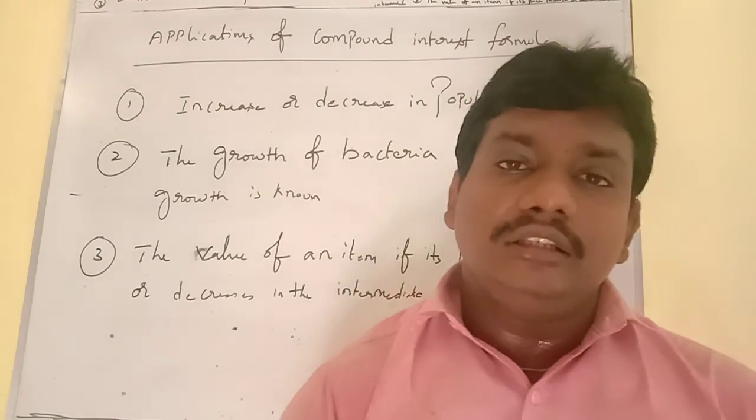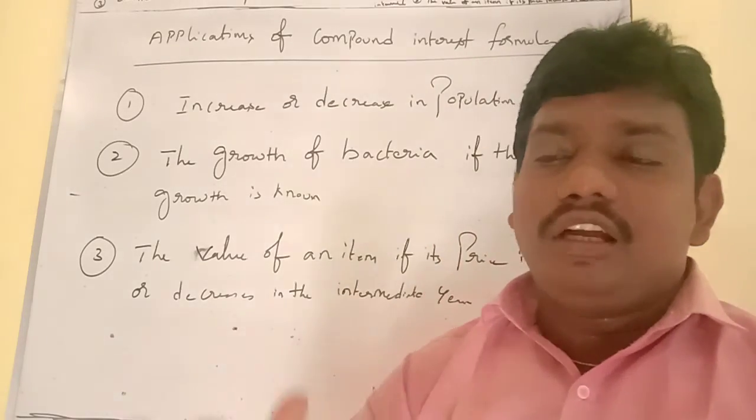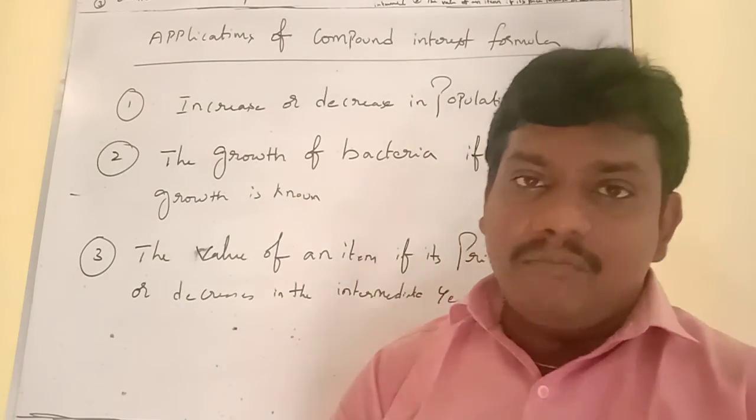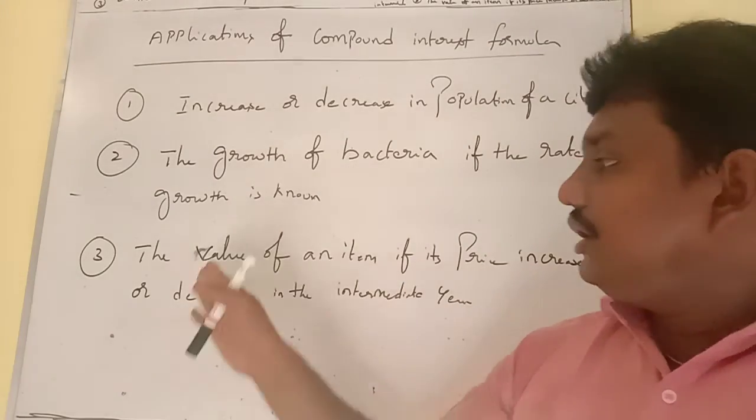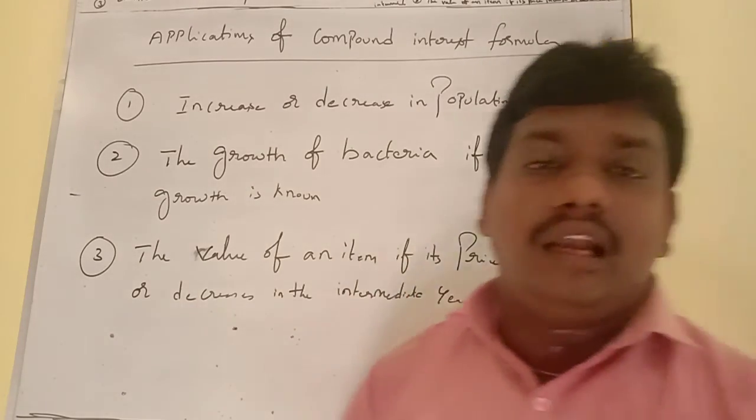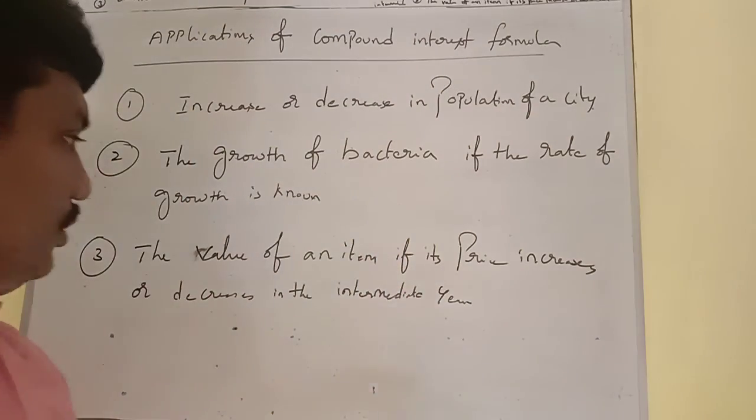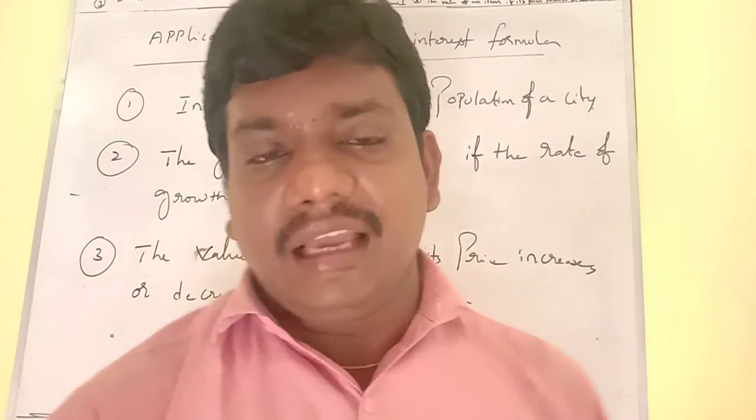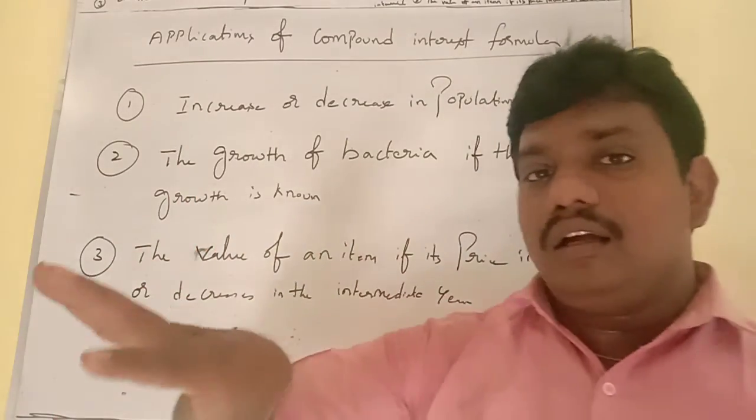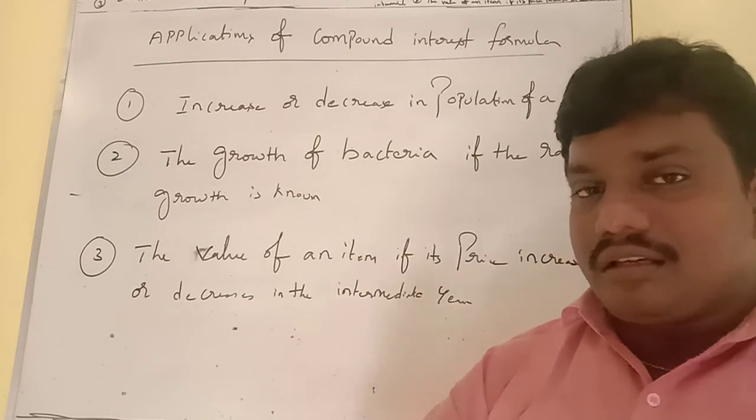Suppose you consider real estate or any land value: the land value increases year by year. If you know the rate of increase year by year, then we can find the value of the land after 5 years, after 6 years. Or if the item decreases, suppose you purchase a vehicle, what is the value of the vehicle after 5 years? Then it is called depreciation.